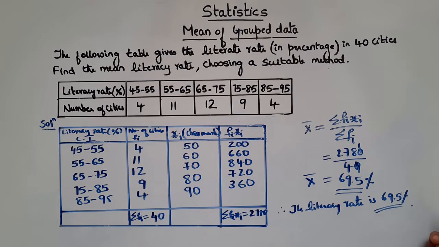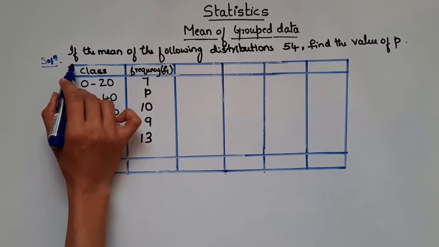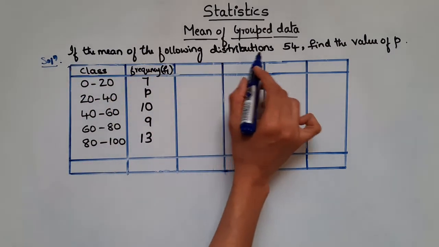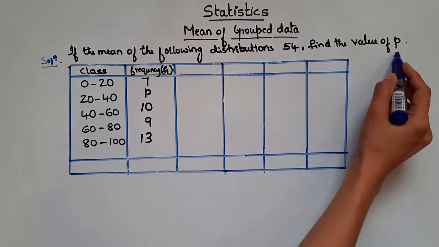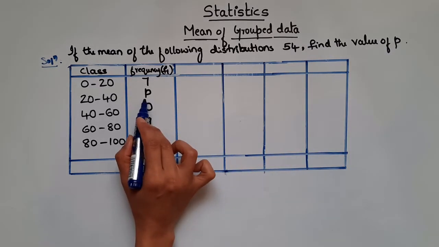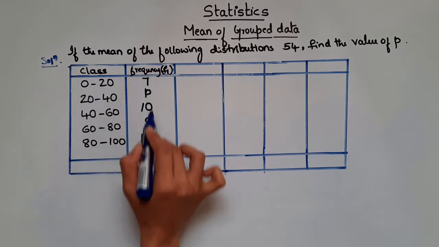I hope this is clear. Now let's see one more type of problem. So now let's see second type of problem. Here it says, if the mean of the following distribution is 54, find the value of p. So the mean is given and we have to find the value of p, that is this p. So the class interval is given and the frequency is given.